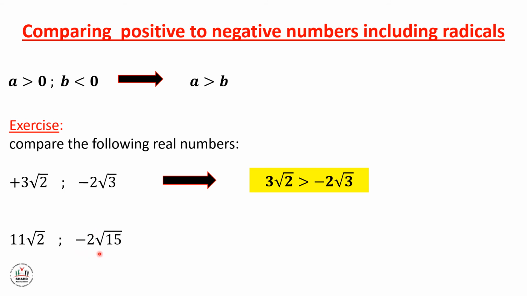11 radical 2 and minus 2 radical 15. Simply we can write 11 radical 2, the positive quantity, is greater than the negative quantity. So 11 radical 2 is greater than minus 2 radical 15.